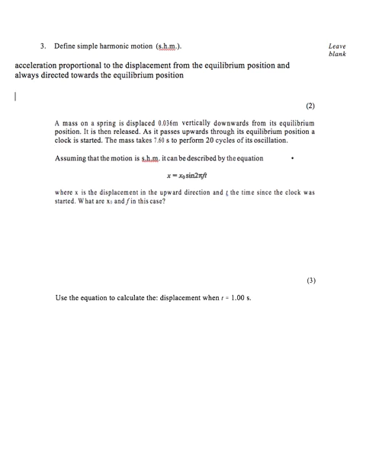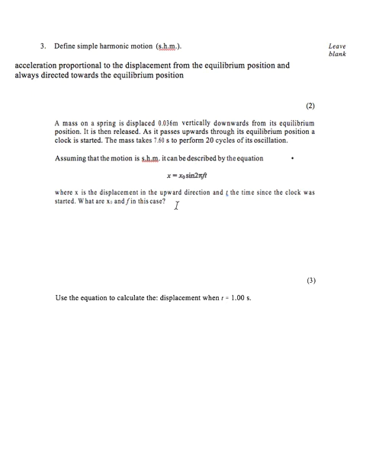By the time you finish these questions, that should be engraved on your mind. Make sure that it is. So, a mass on a spring is displaced 0.036 meters vertically downwards from its equilibrium position. It is then released. As it passes upwards through the equilibrium position, a clock is started. So x equals 0 when t equals 0.